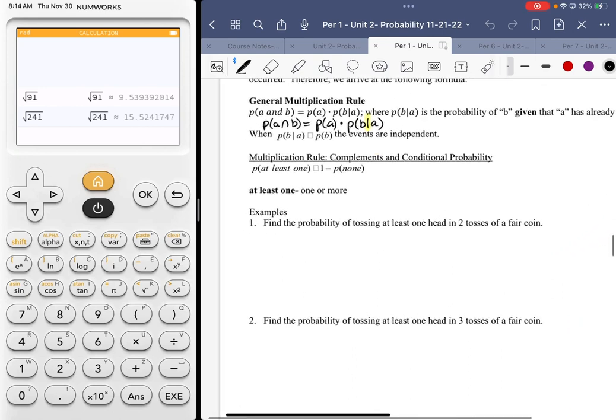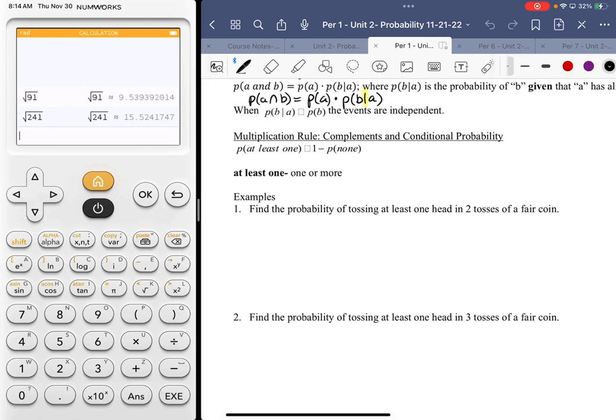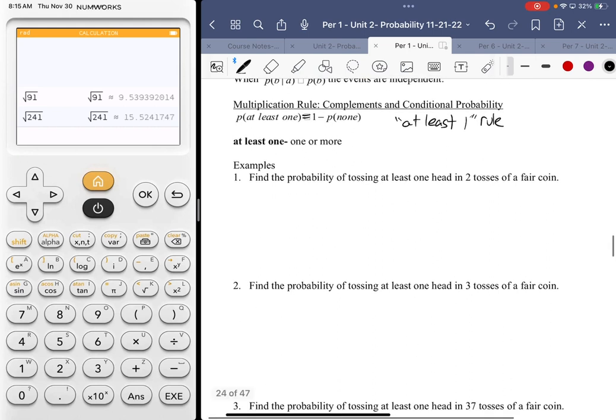All right, so this one is the at least one rule, I guess. I don't know that anybody has a name for it, but I'm sure that's probably what would come up if you Googled it. So we'll call it the at least one rule. All right, so at least you have an idea of what I'm talking about when I reference it.